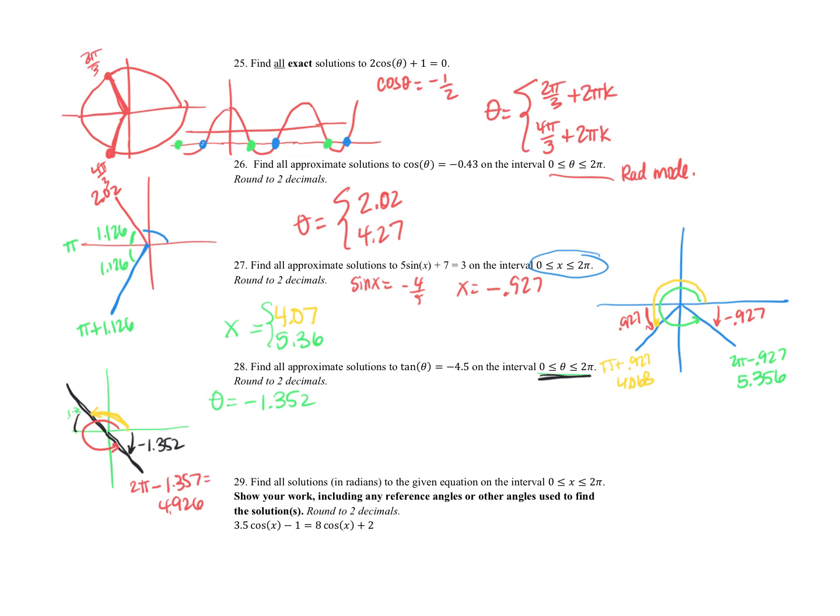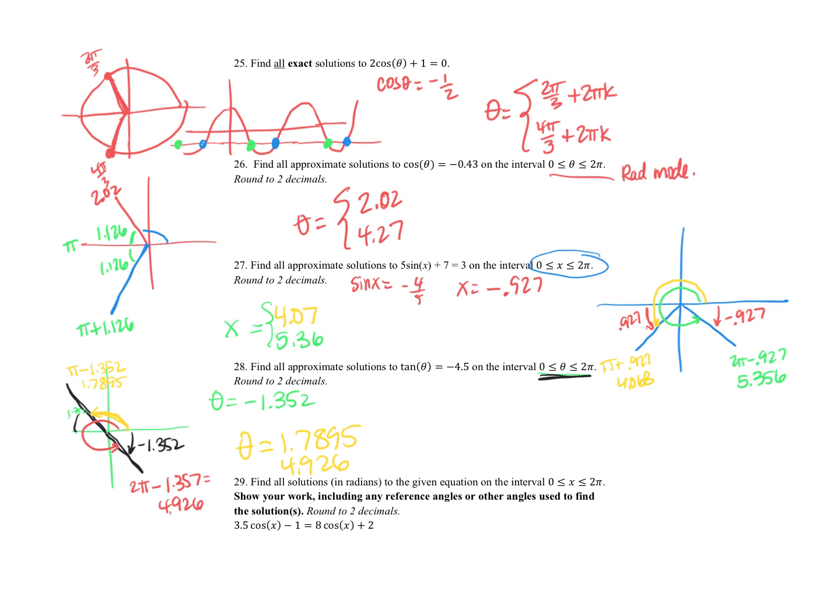To find this angle, I want to do pi minus 1.352. And that should give me that yellow angle. And that gives me 1.7895. And so those are my two answers then. So I get theta equals 1.7895 and 4.926. Oh, I was supposed to round. 4.93 and 1.79.